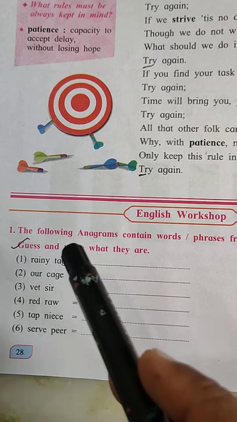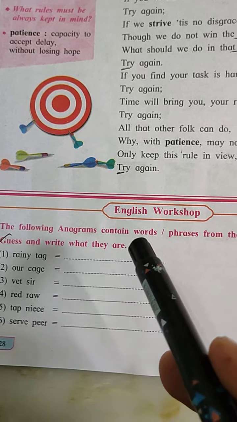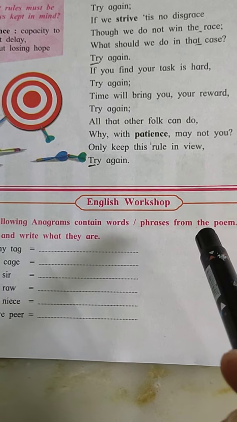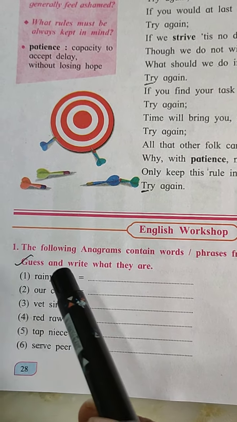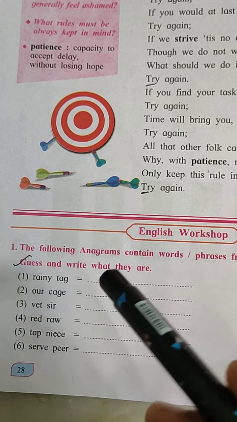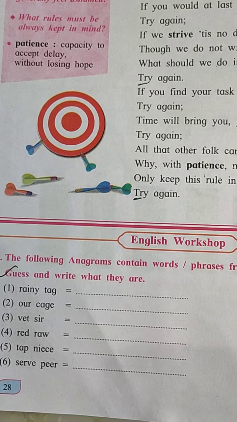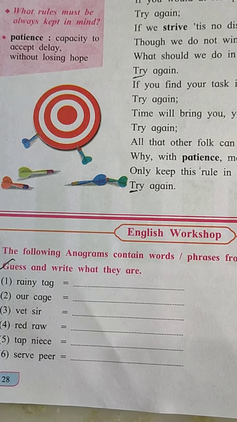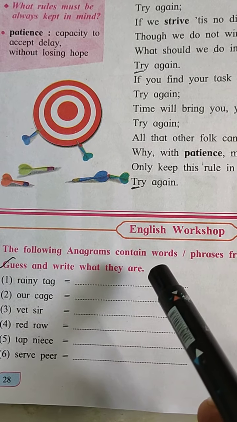English workshop. The following anagrams contain the words or phrases from the poem. Guess and write what they are. पुढील ॲनाग्राममध्ये या कवितेत काही शब्दांचा शब्दगटांचा समावेश आहे. ते ॲनाग्राम कोणते ते लिहा.